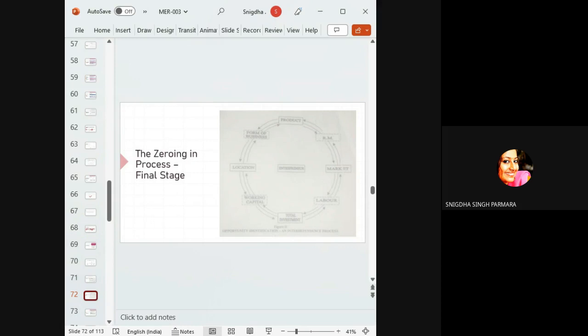So, what is the market? What could be the location? Where to get the laborers from? All of this needs to be figured out while finalizing an opportunity, while selecting an opportunity to go ahead with.